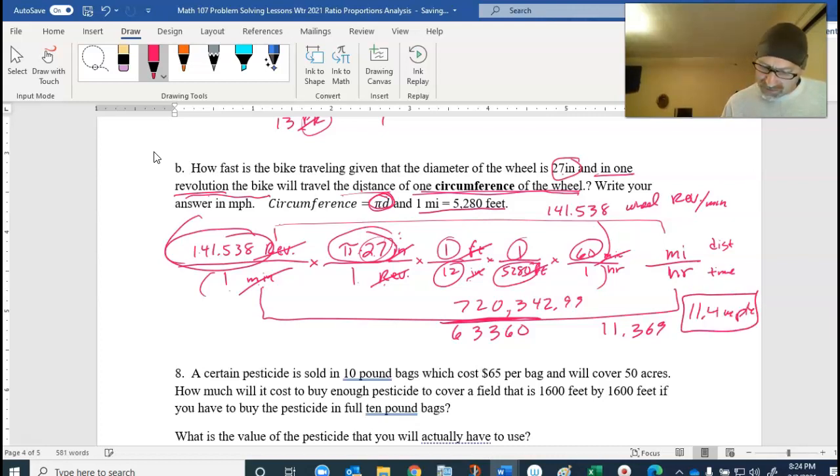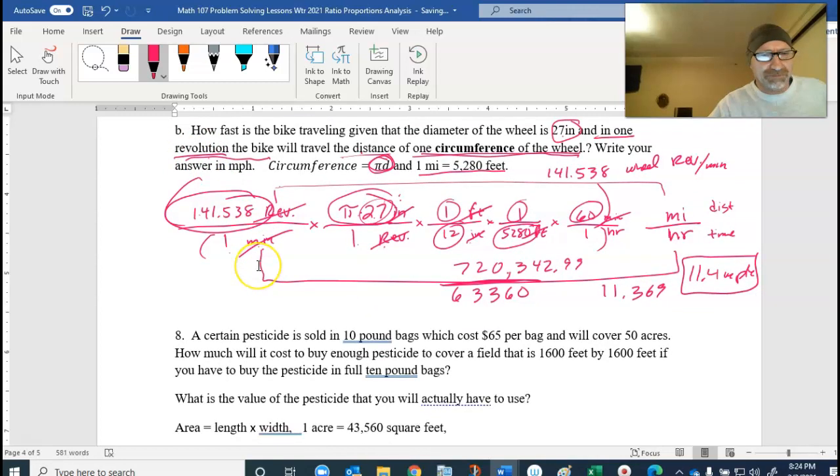That's the average speed, or the approximated speed if you're pedaling at 80 revolutions per minute, which is a pretty normal speed for biking. Might be a little fast for some people.